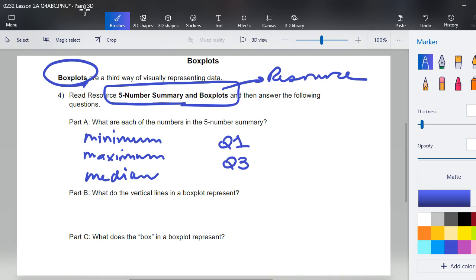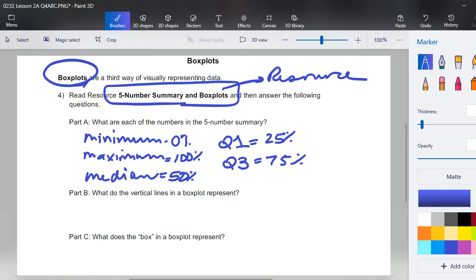I'm going to throw in some percentages. Minimum is at 0%. Maximum is at 100%. The median is at 50%. Quartile 1, like if you have 4 quarters, if you have only 1 quarter, you have 25%, but if you have 3 quarters, you have 75%.